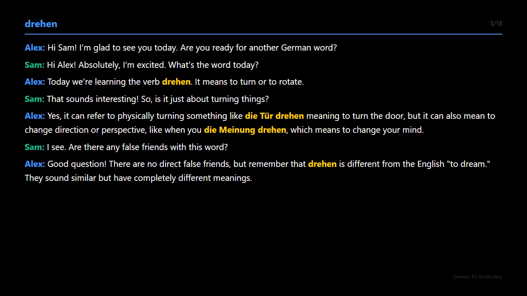I see. Are there any false friends with this word? Good question. There are no direct false friends, but remember that drehen is different from the English to dream. They sound similar but have completely different meanings.